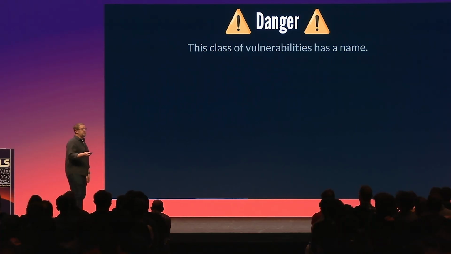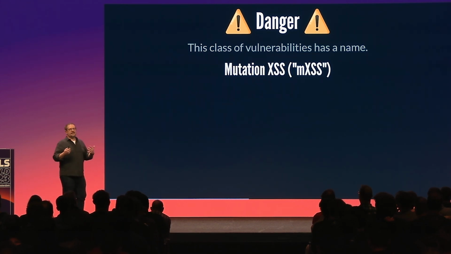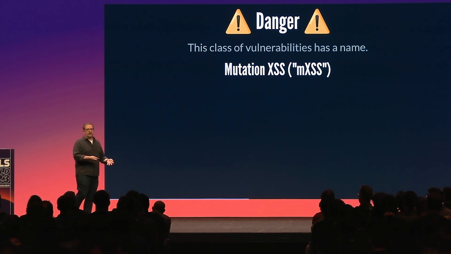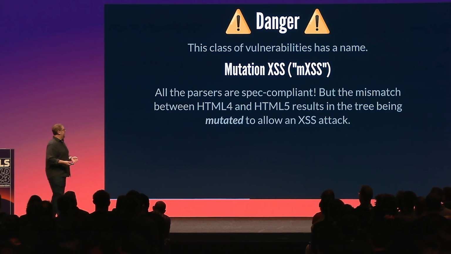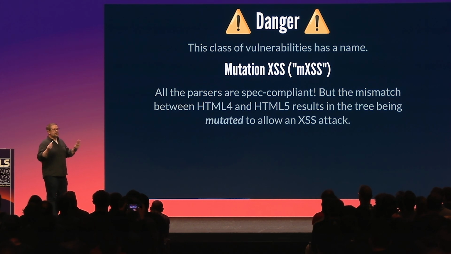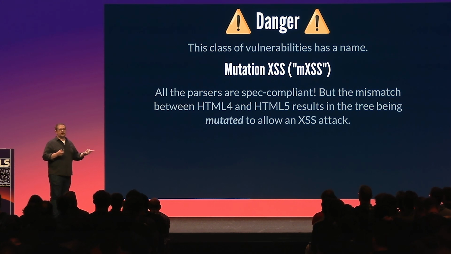So this class of vulnerabilities actually has a name that I learned while I was putting this talk together. It's called the Mutation XSS. That's a cross-site scripting vulnerability that comes about as a result of changing the tree. That's where the mutation comes in. And the funny thing is that all the parsers are doing the right thing. They're all following the specs. It's only the mismatch between the HTML4 and 5 specs that allows for the tree to get changed and the vulnerability to appear.